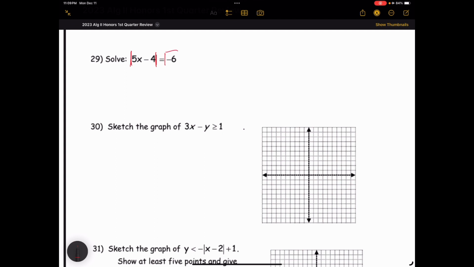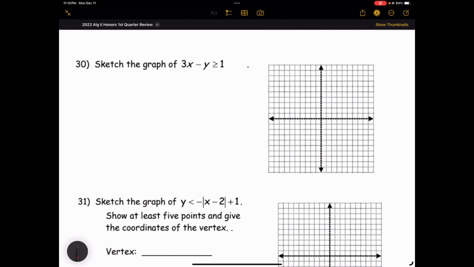So here we have the absolute value is equal to -6. This is not possible, right? Like there's no solution to this. And that's because absolute values must return a positive number. So if absolute value equals a negative number, immediately there's no solution. Immediately.